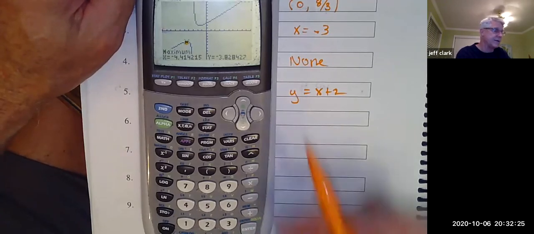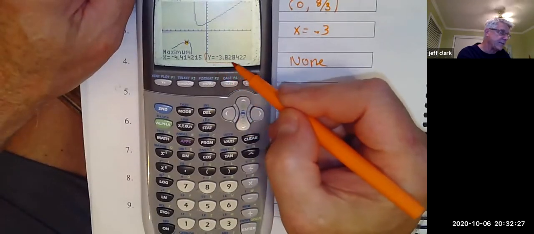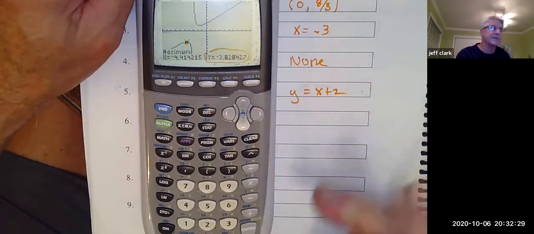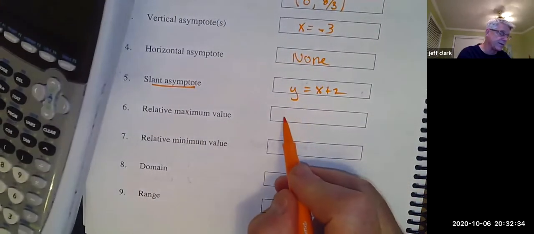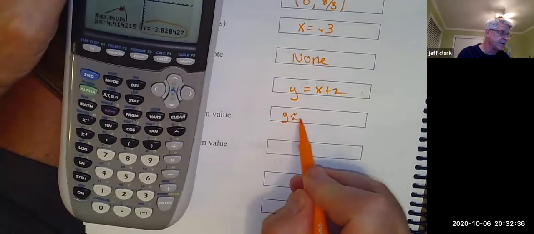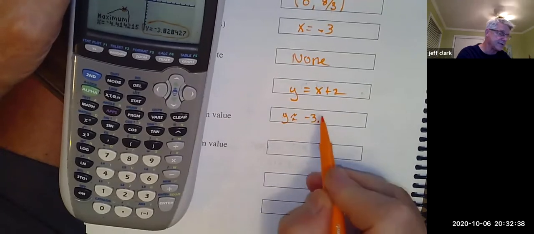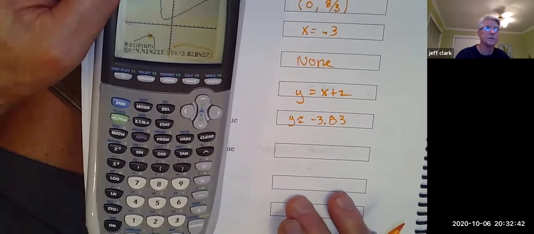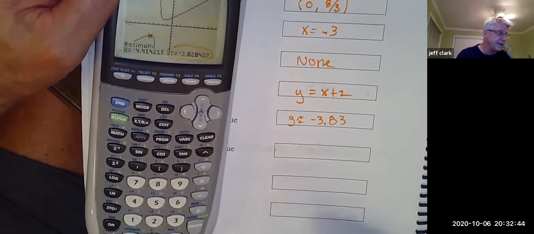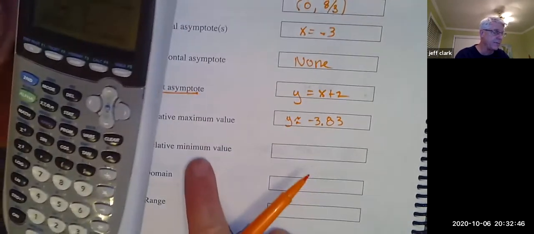And it looks like we get the Y. This is the maximum value, and it's always the Y value. So the relative maximum is Y equals, approximately, -3 point, let's say 83, to 3 decimal places. And then you do it also for the minimum value.